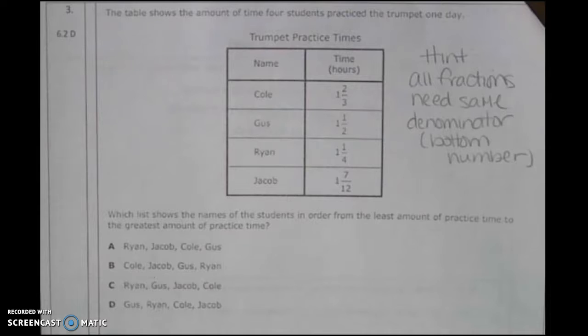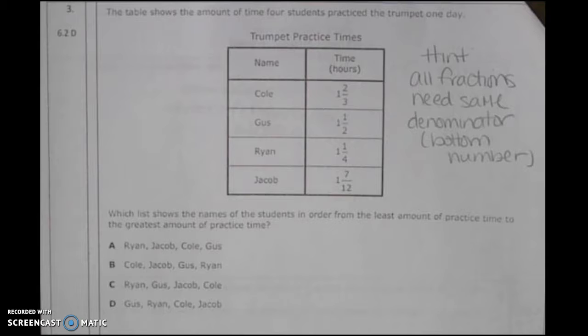The table shows the amount of time 4 students practiced the trumpet one day. The trumpet practice times are as follows. Cole, 1 2/3. Gus, 1 1/2. Ryan, 1 1/4. Jacob, 1 7/12. Which list shows the names of the students in order from the least amount of practice time to the greatest amount of practice time? Your hint: all fractions need the same denominator, which is the bottom number. Pause to do your work.